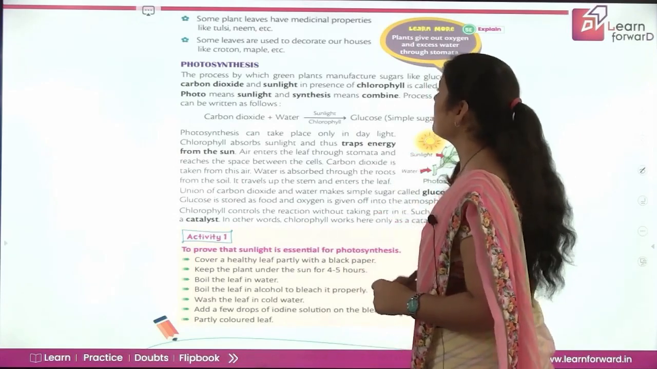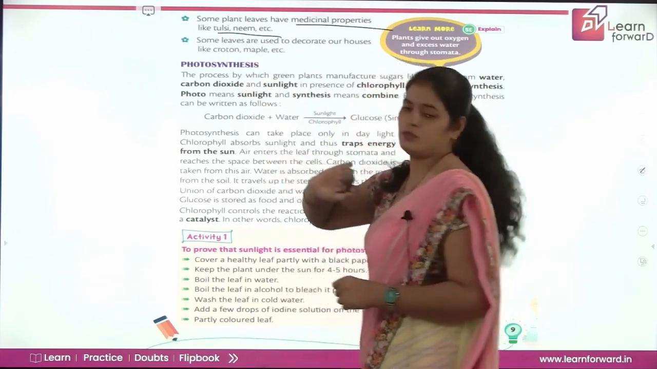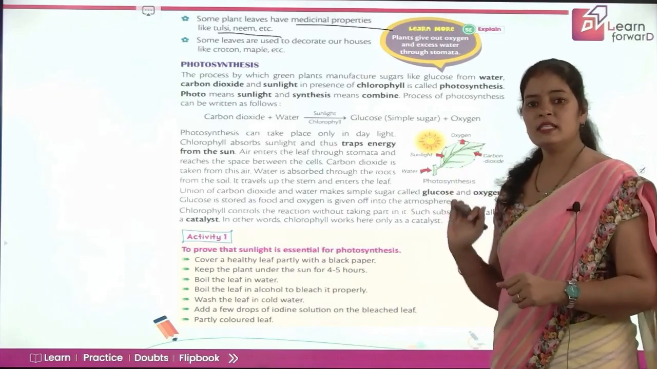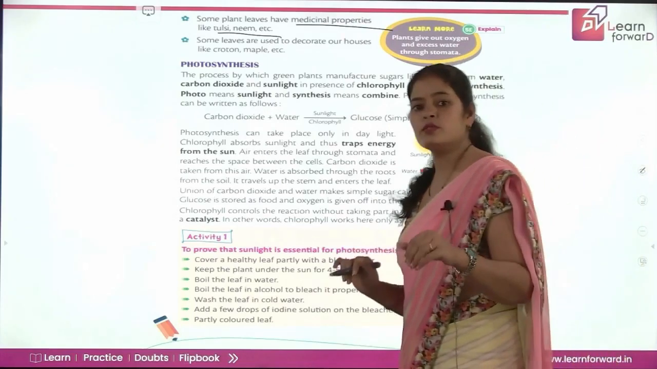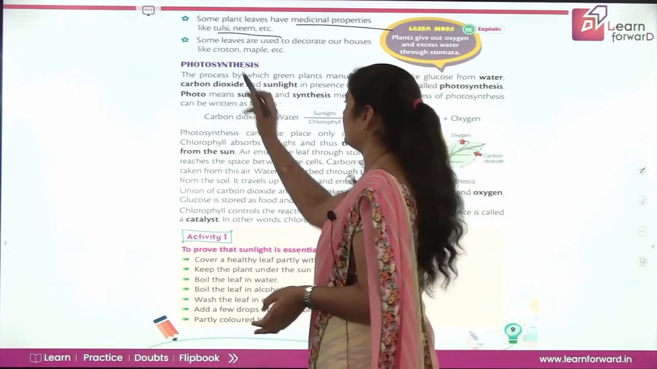Next, some plants' leaves have medicinal properties like tulsi and neem. So they have medicinal properties, and they are used in factories to prepare different types of medicines because they have that property.